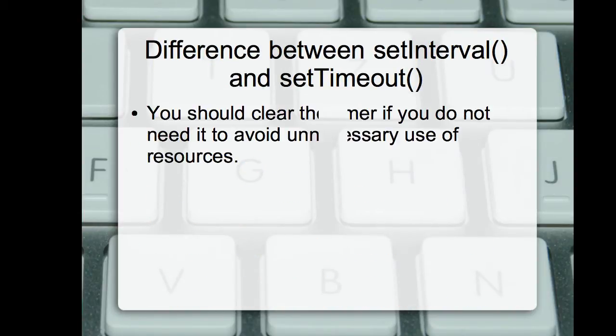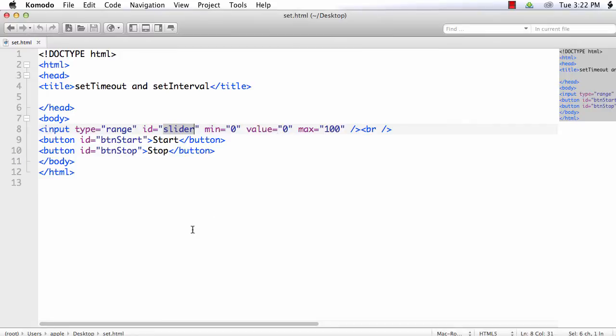Finally, you should clear the timer if you do not need it because it will avoid unnecessary use of resources. Now let's create an HTML page which will clarify the difference between the setInterval and setTimeout methods. I have already created an HTML document with an input element of type range with minimum value 0 and maximum value 100, and I have set its current value as 0. I have also added a button start and another button stop.